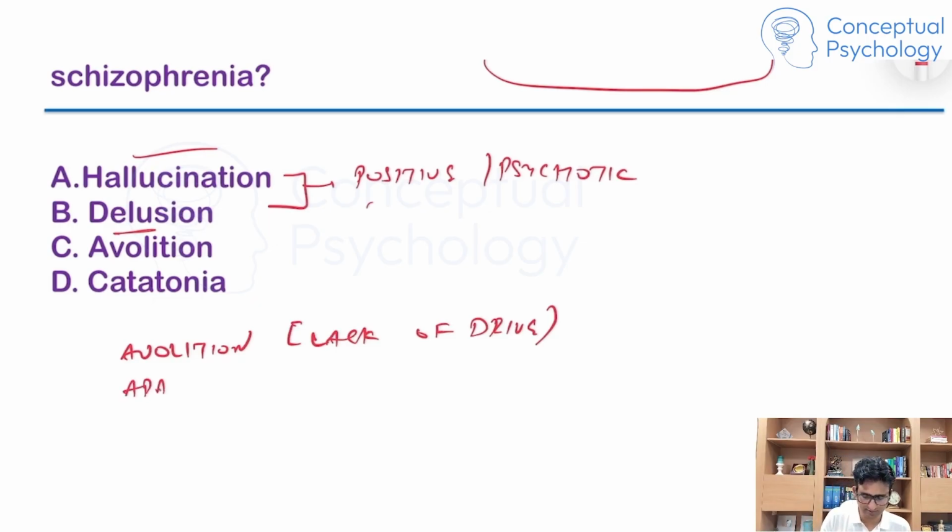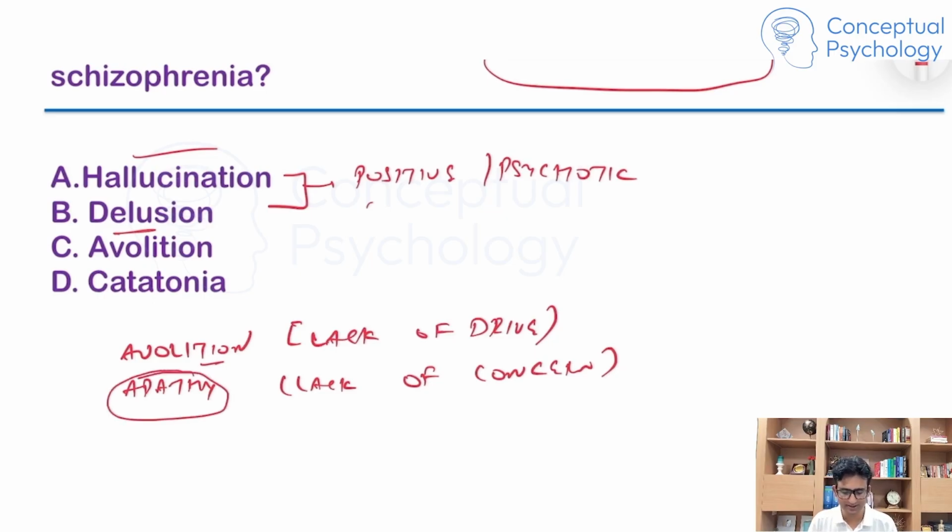The other negative symptom is irritability, lack of concern. Say a student develops schizophrenia. Because of this, he stopped going to college and stopped studying. Now he has failed in the exam, but he does not care because he also has lack of concern.